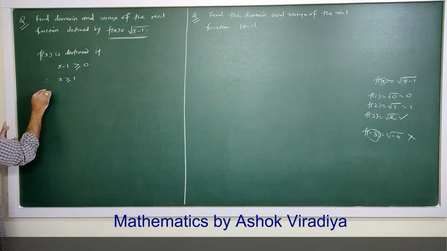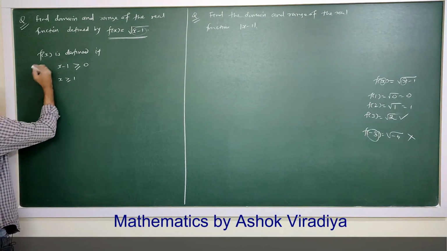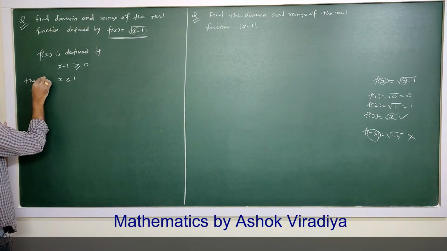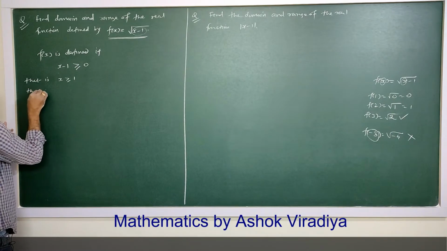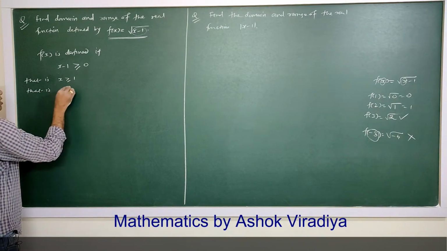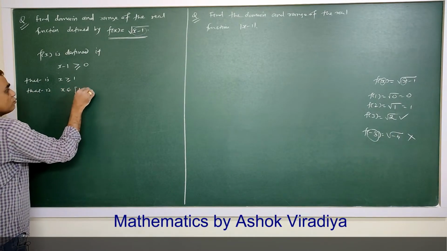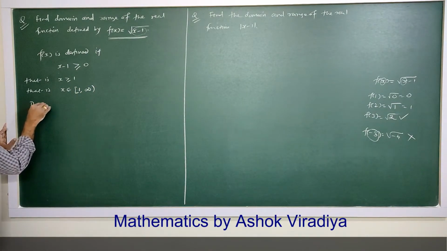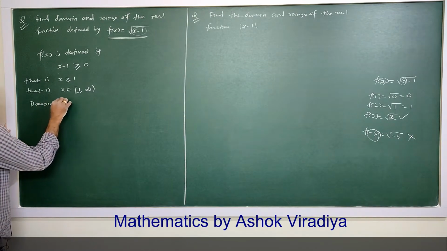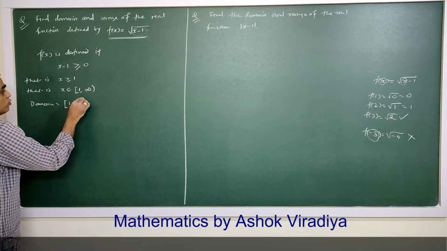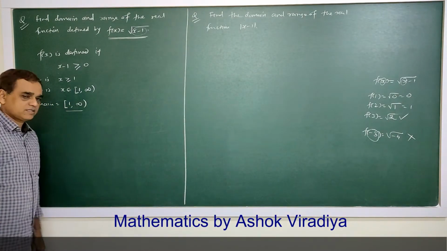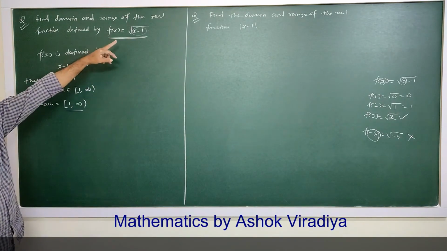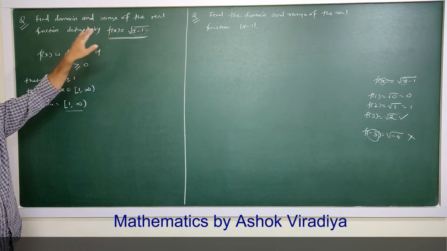That means x belongs to the closed interval 1 to infinity. So here the domain is [1, infinity). This is the domain. Any number which is 1 or more than 1 we are allowed to put in this machine.